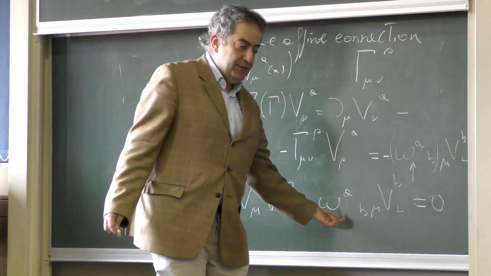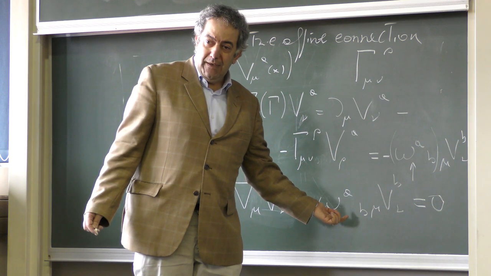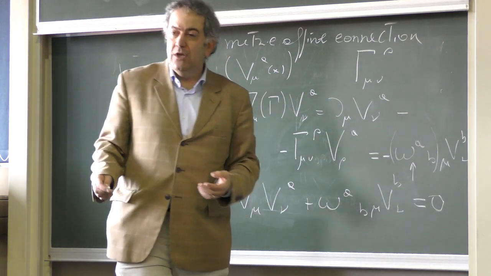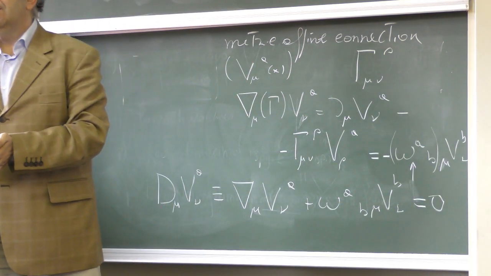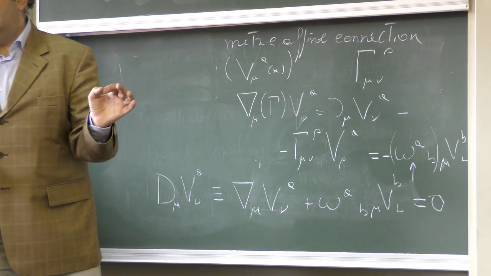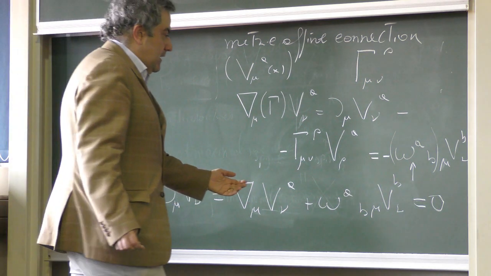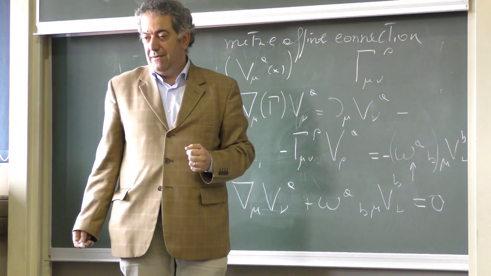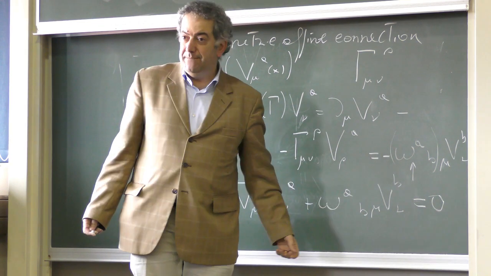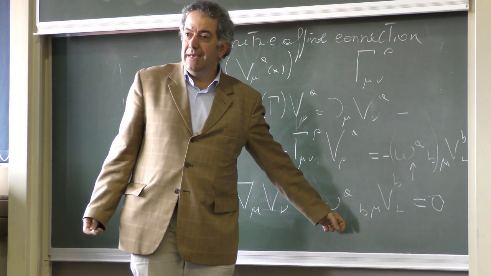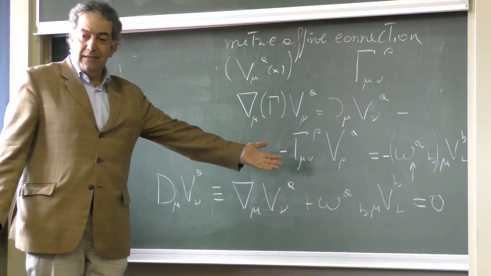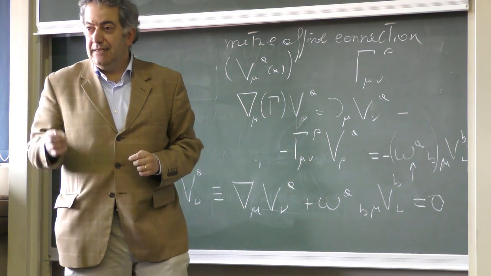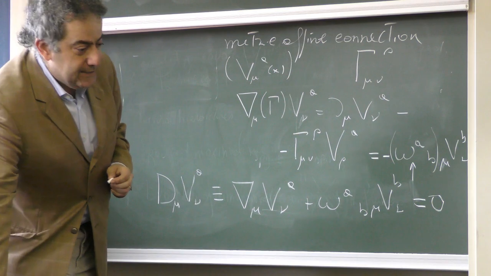Now omega is the connection associated with local Lorentz transformations because it has to. If I perform a local Lorentz transformation with parameters which depend on space-time, because local Lorentz transformations are defined at each point in space-time, then this is covariant provided omega transforms correspondingly as a connection. So omega is the connection which makes this derivative covariant also with respect to local Lorentz transformations. And I suggest you do this as an exercise.